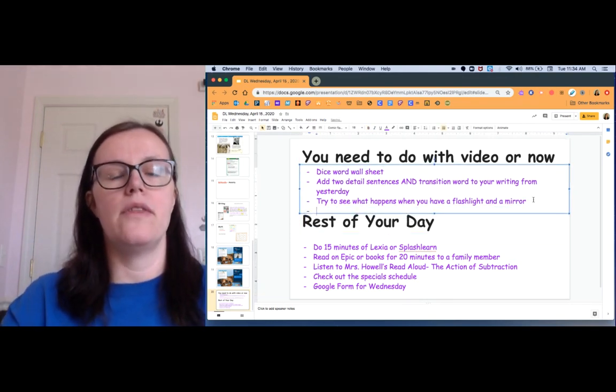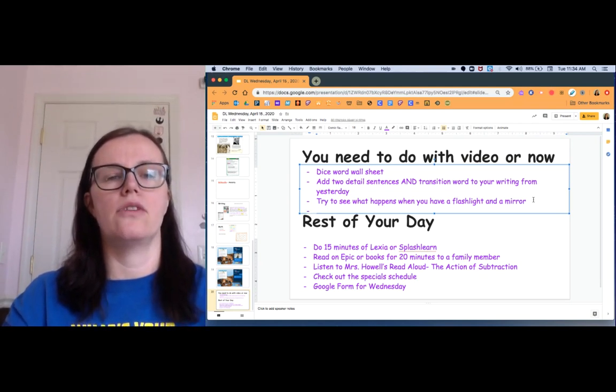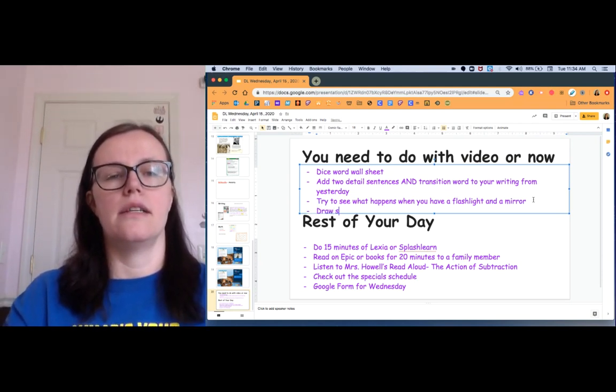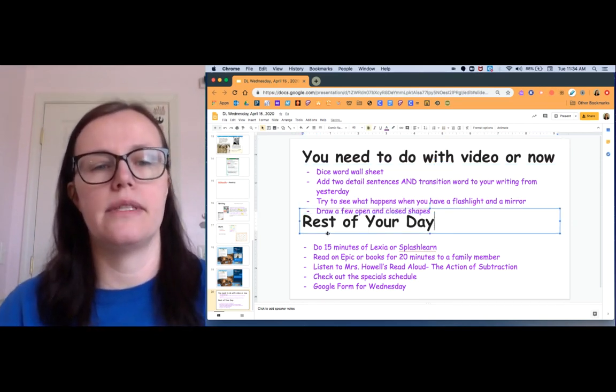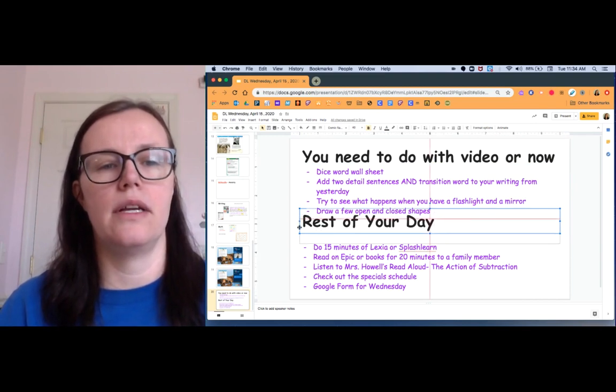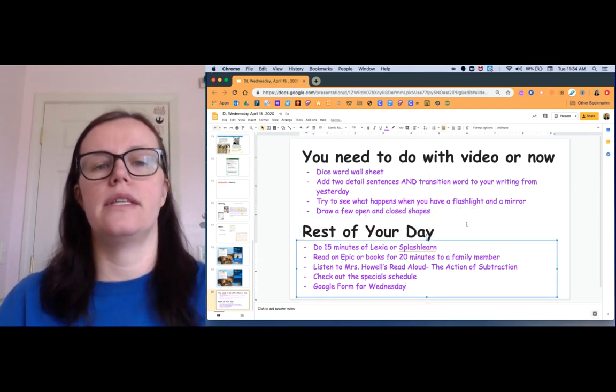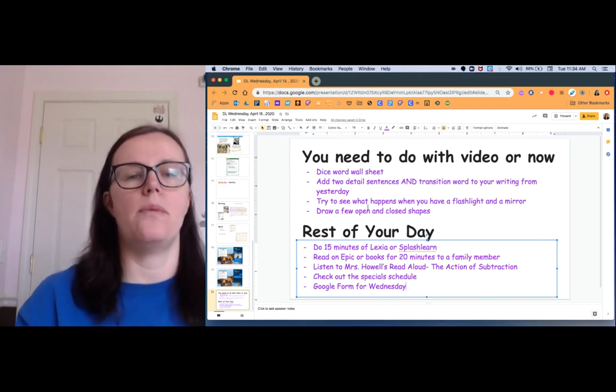Okay. One other thing I want you to do is draw a few open and closed shapes. Remember, open, those lines are not going to go together, and closed, the shape is going to have no open spaces.